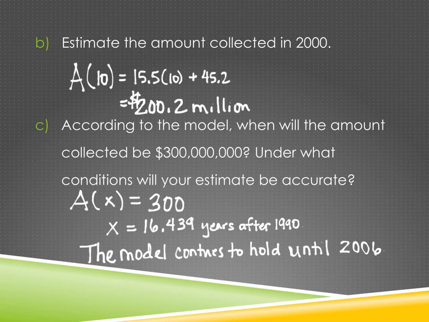Where is this model for sure going to be accurate? 94 to 98, right? Or 99 or whatever it was that my ending value was. It didn't have to actually work out to 2006, right? Okay.